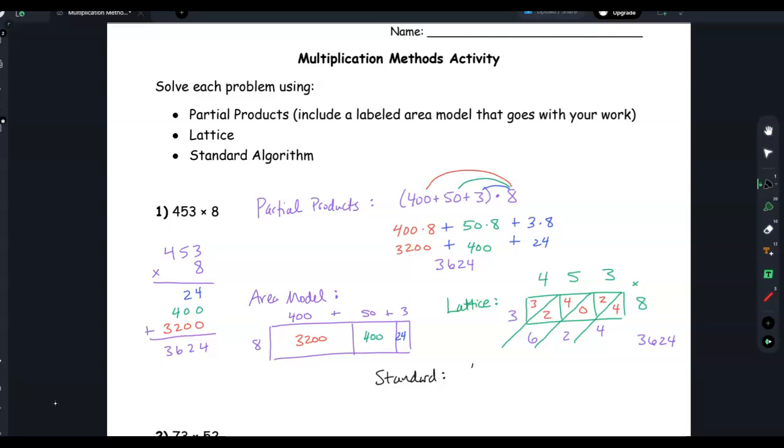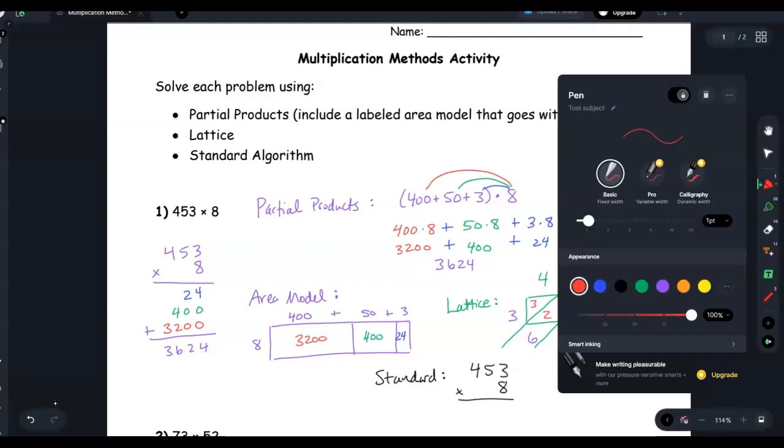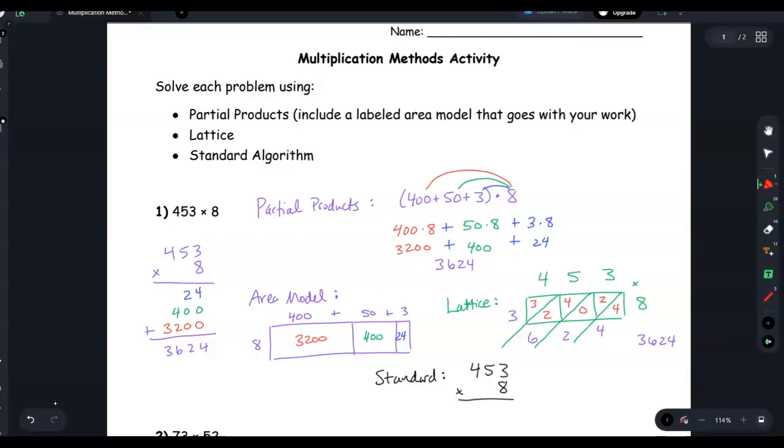So I'm going to list the longer number first, 453, and then the 8. I'm going to do the multiplication here. So I'm going to have 8 times 3 is 24. So I'll regroup a 2 and write a 4. 8 times 5 is 40. Plus the 2 that I regrouped would give me 42. So I'm going to regroup a 4 and write a 2.